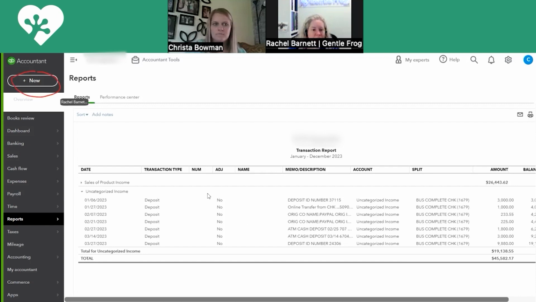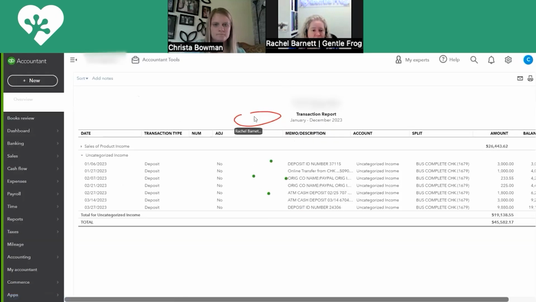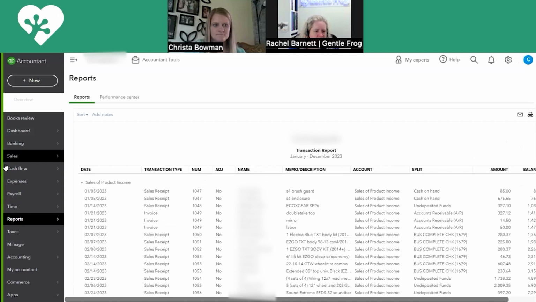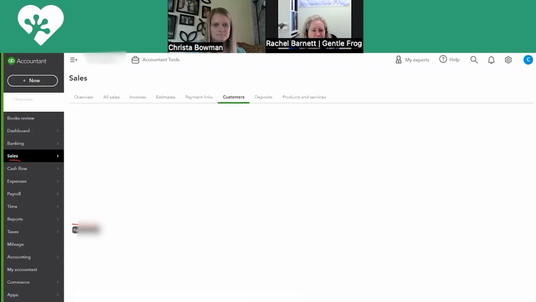Let's go back to plus new, go to deposit. And I just pick one thing to work on because it's easier than bouncing all around. Now we know this person's name. So can we close out of this and then we'll go look up that person. On the left-hand side, we'll go to sales, we'll go to customers, and we'll find that person.